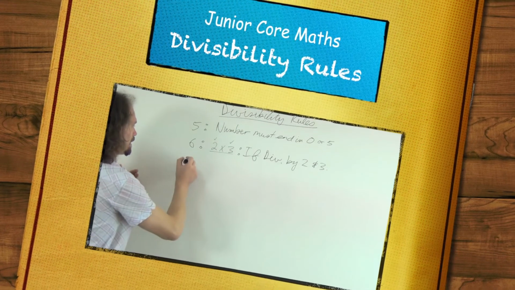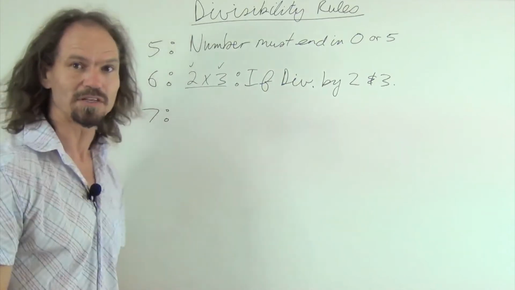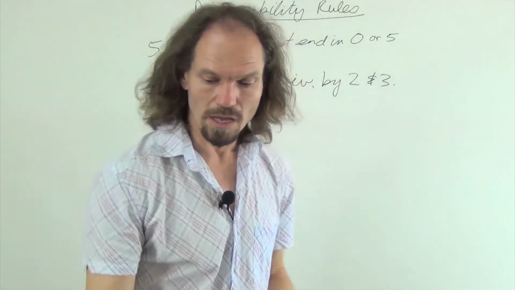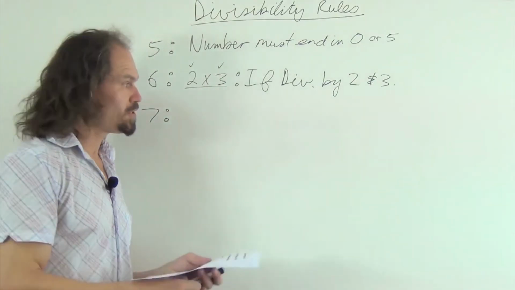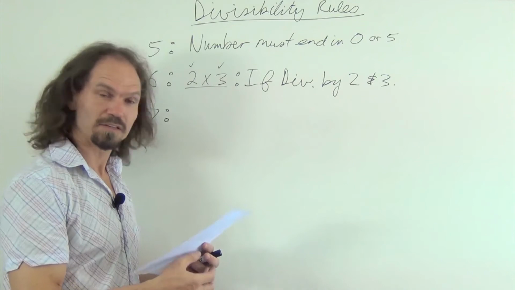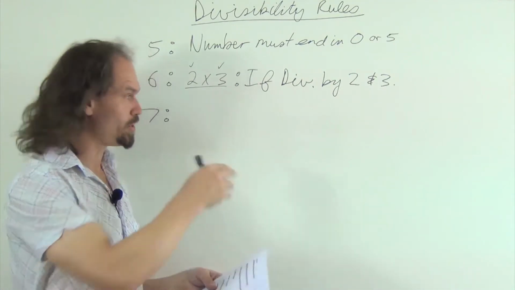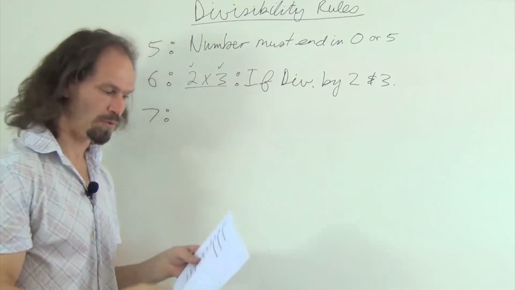All right. How do I figure out whether a number is divisible by 7? Now, the best way to do this is to show you an example of how it works instead of just explaining it. I'll do the wording afterwards. First of all, I'm going to show you how it works.